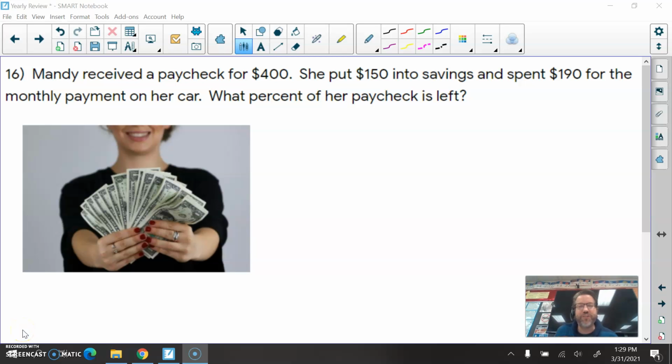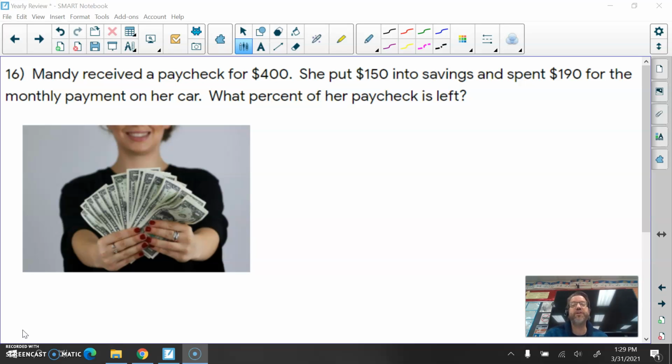Hey everybody, we're going to finish up answering numbers 16, 18, and 22 from this yearly review number 6 worksheet. So number 16, we have Mandy received a paycheck for $400. She put $150 into savings. Well, that's very smart. Put some money into savings.